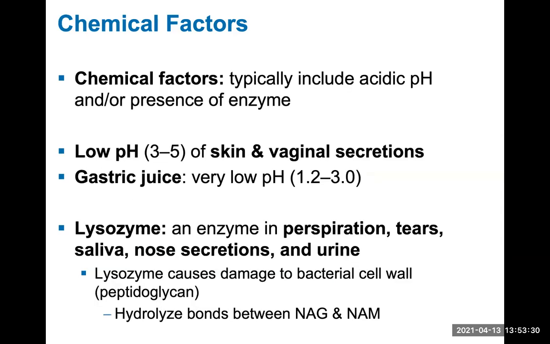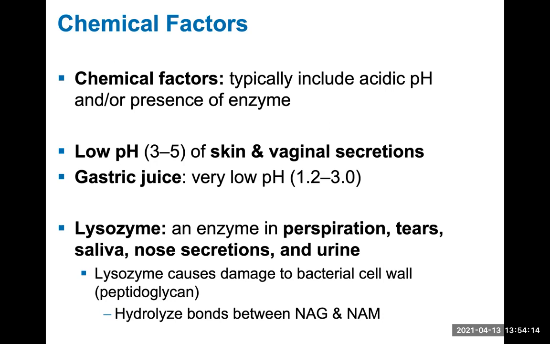Okay, chemical factors. Now we're thinking things like pH and enzymes. Okay, not every system will have both, but a lot of times you will see both. So for the skin and vaginal secretions, they have a low pH, anywhere from 3 to 5, depending on the specific area. Your gastric juice in your stomach is even lower pH, anywhere from 1 to 3, so incredibly acidic.